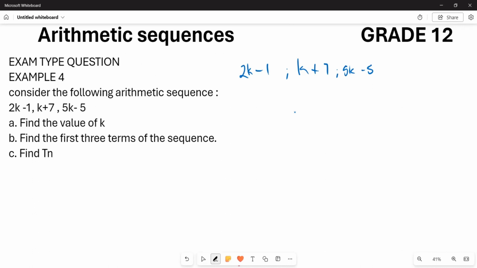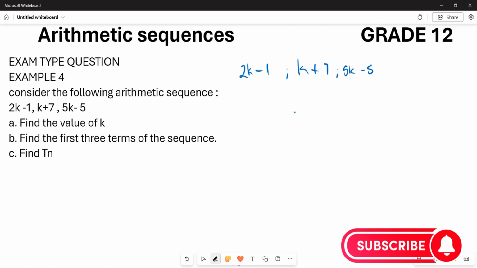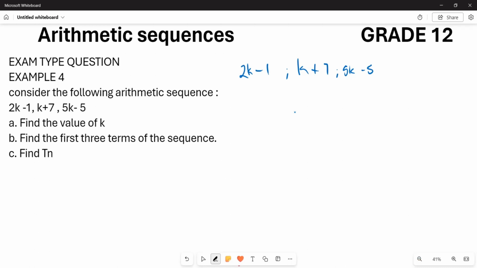Now, in order for us to find the value of k, since it is given that it is an arithmetic sequence, the first thing that we know about an arithmetic sequence is that whenever you are looking for the common difference, you are always going to take the second term, subtract the first term, take the third term, and subtract the second term. So that is what we are going to do.